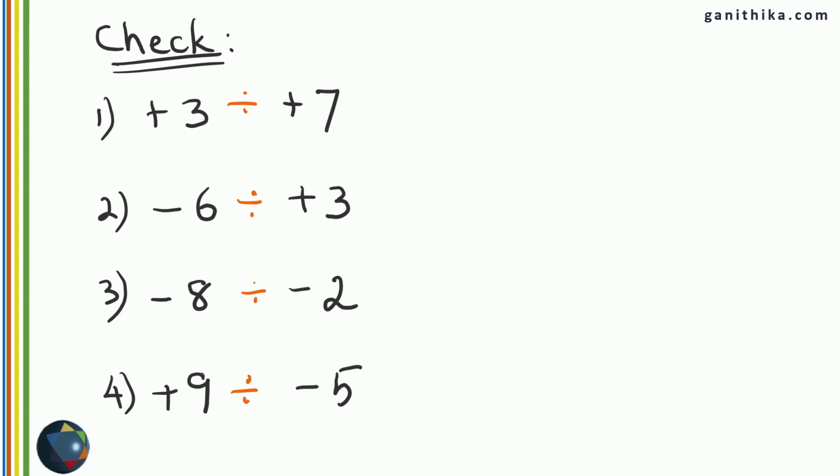Are you ready for the answers? Positive over positive is positive. Therefore, positive 3 over 7. You cannot simplify this further. Negative over positive is negative. So, negative 6 over 3. 6 over 3 is equal to 2. Therefore, the final answer is negative 2.